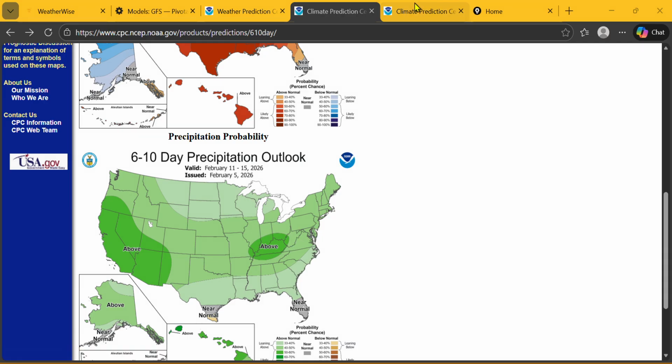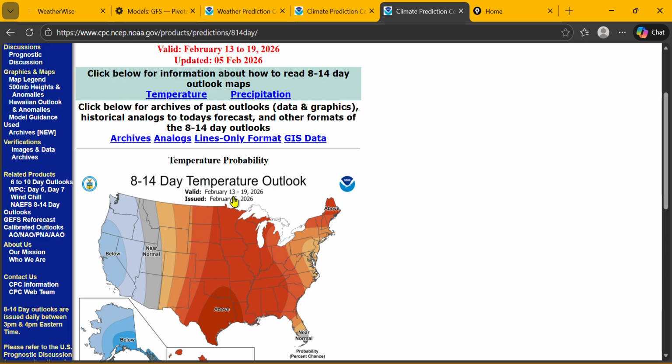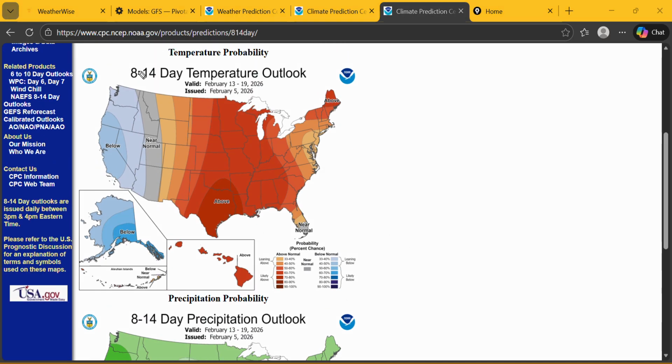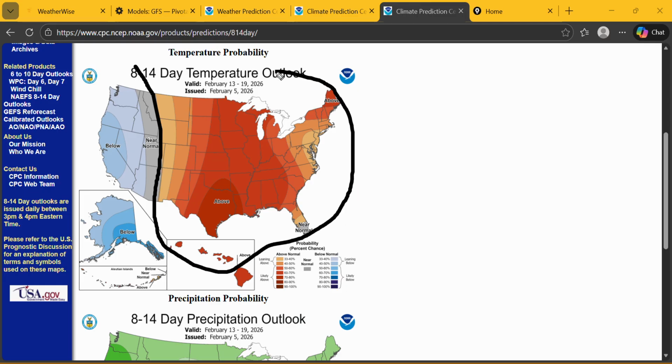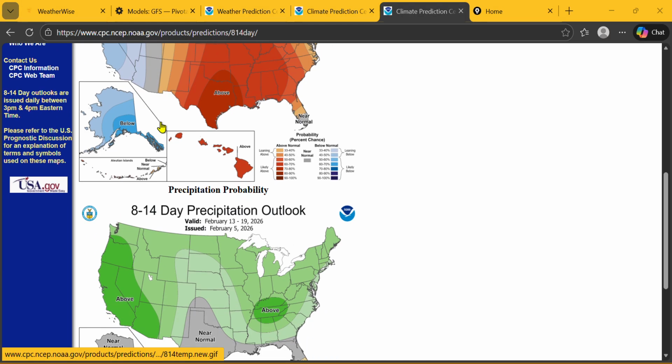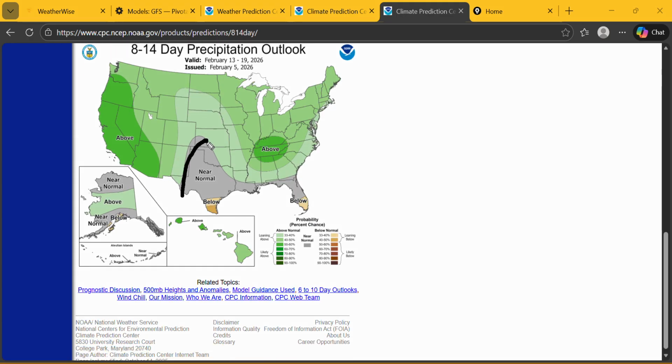That's pretty interesting. We had the 8 to 14 day, so this is 13th through the 19th. We really start to see this pattern take over, especially this area out west where we see the colder air really starting to build. We do have this above average precipitation still dominating, though more areas in the south are popping up.